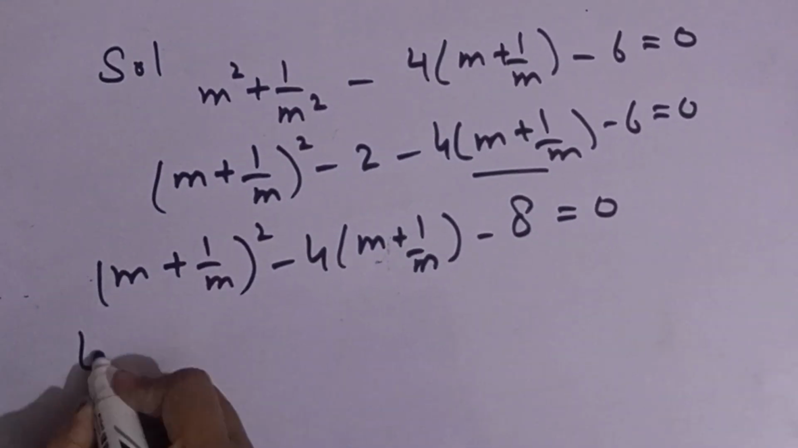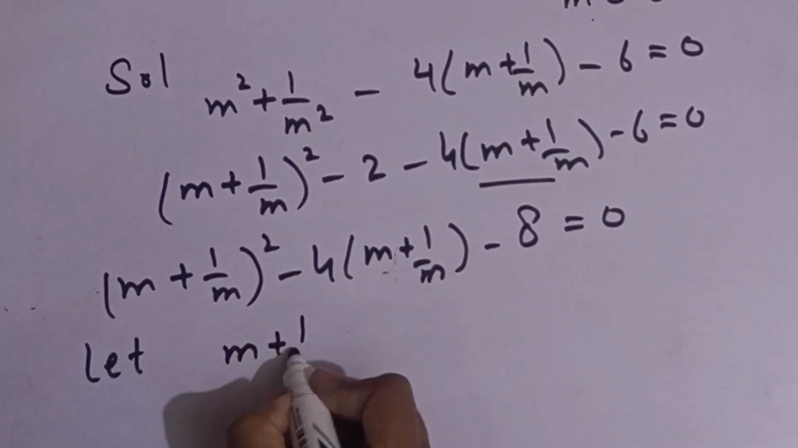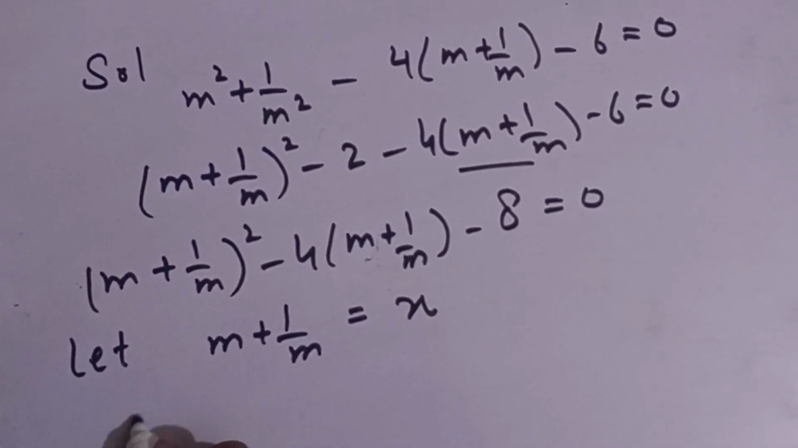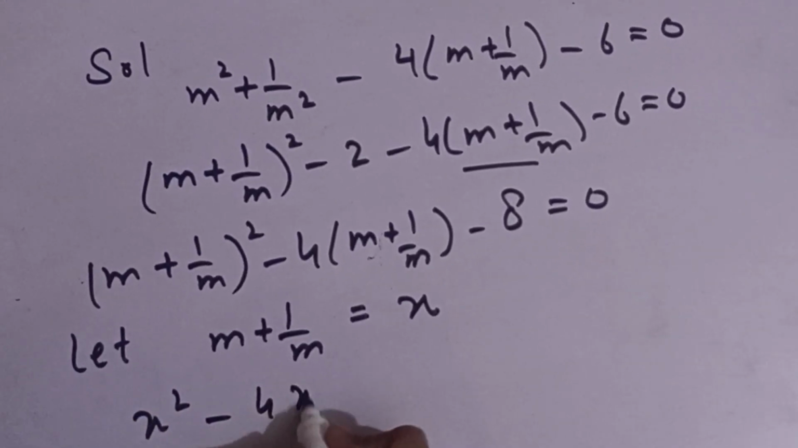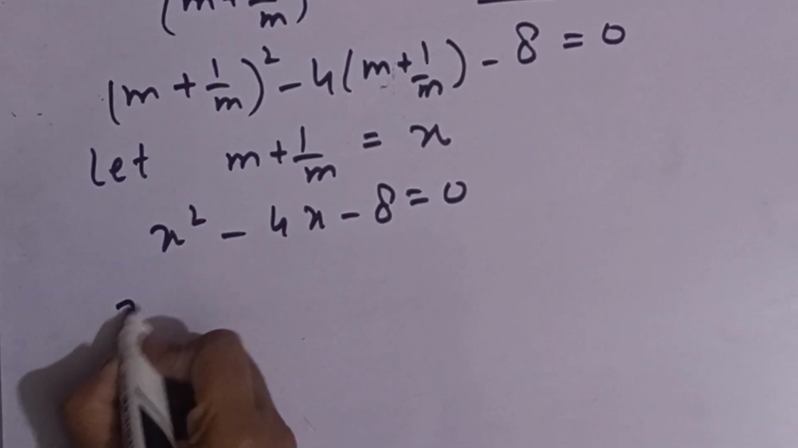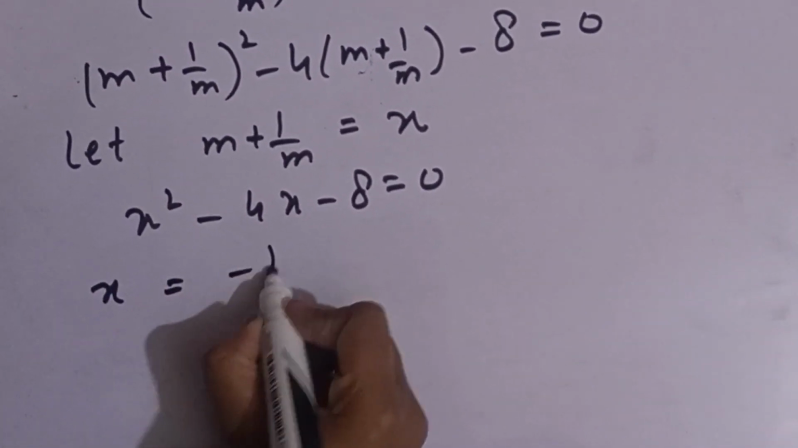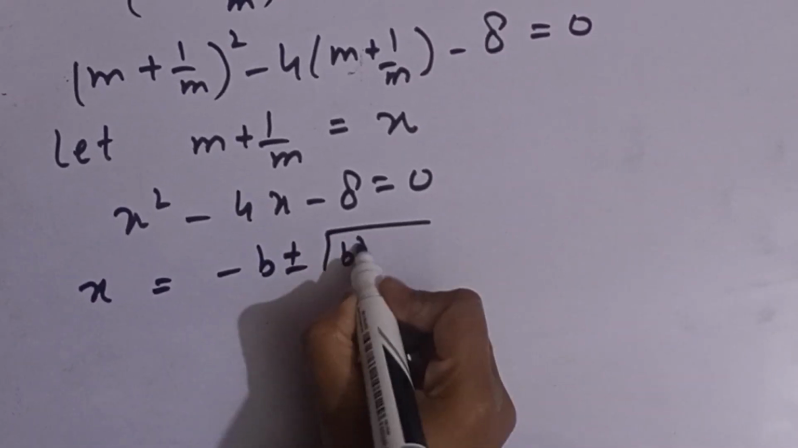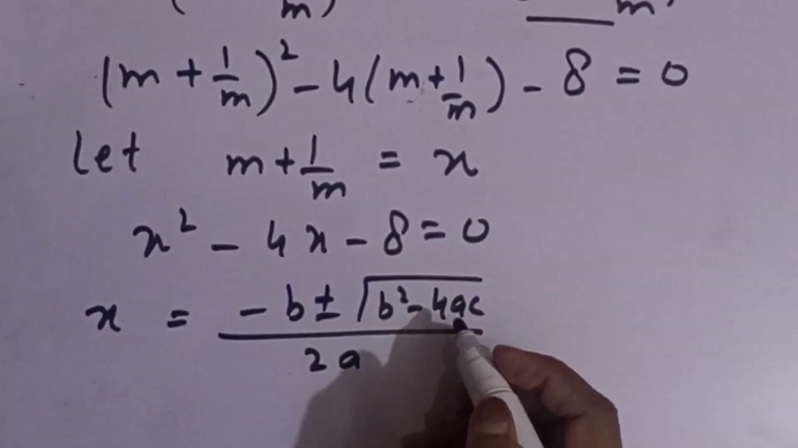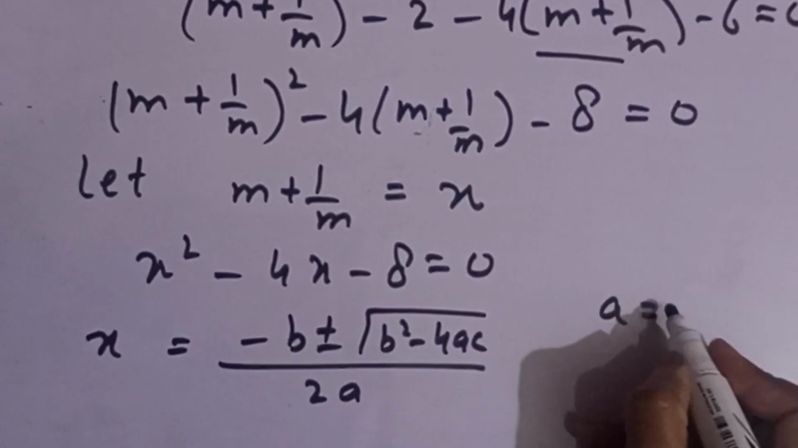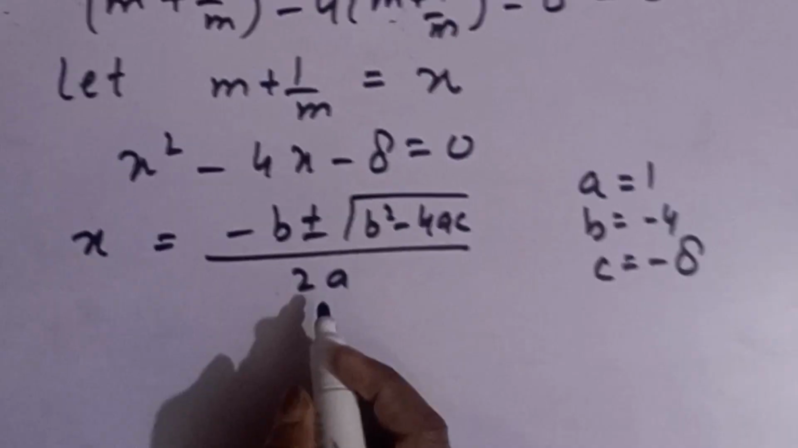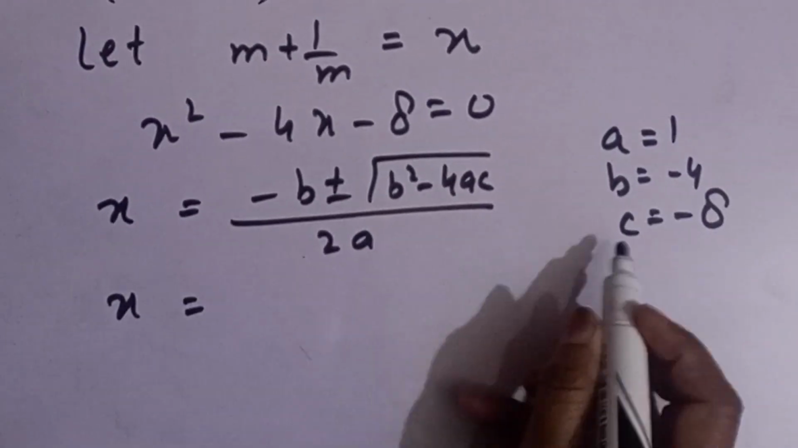Now in the next step, we let m plus 1 over m be equal to x. So the above equation becomes x squared minus 4 times x minus 8. This is equal to 0. This is a quadratic equation, so we use the quadratic formula. So x is equal to minus b plus or minus the square root of b squared minus 4ac, over 2a. This is our formula. In our question, a is equal to 1, b is equal to minus 4 and c is equal to minus 8. So we apply this formula.